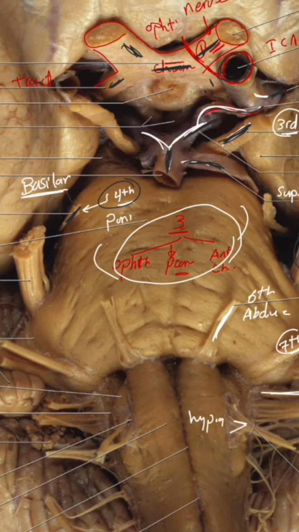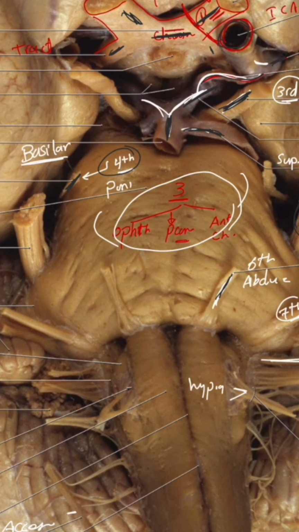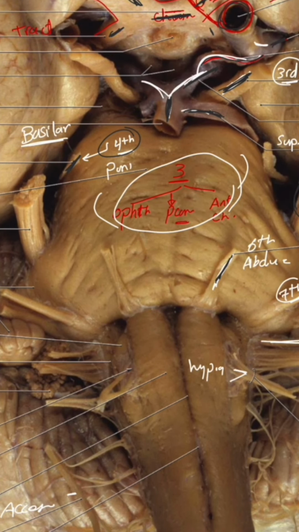The fifth is a big trunk laterally. The sixth is a small trunk anteriorly. And laterally, 7th, 8th, 9th, 10th, and 11th, 12th, and also the spinal accessory nerve, which is number 11.